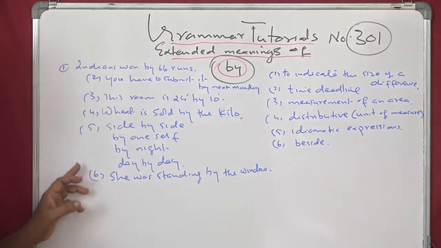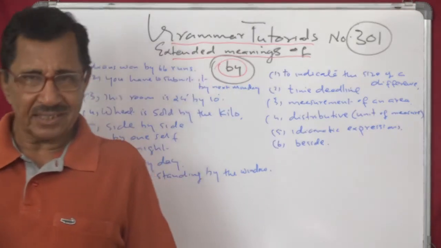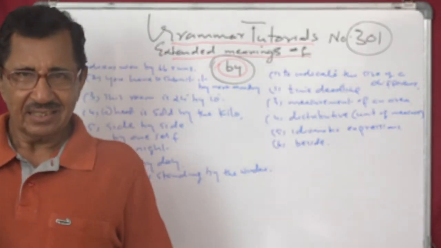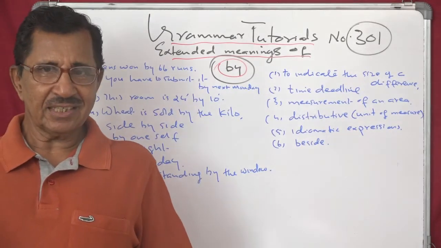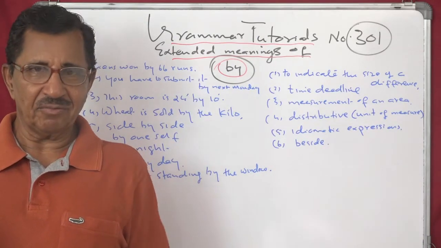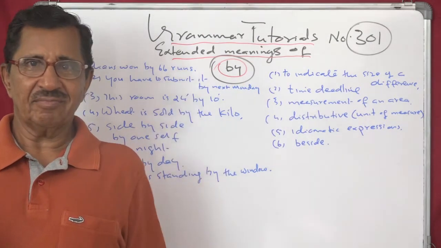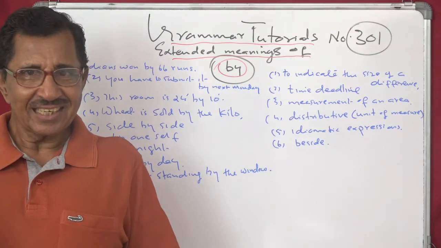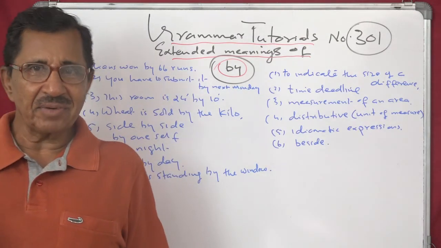Then "by oneself": by yourself, by himself, by myself, by themselves. I do everything by myself. He has done it by himself. He has achieved his success by himself. He's a self-made man. Understand? He committed it by himself. He committed the murder. He made a mistake by himself, not by anybody else.